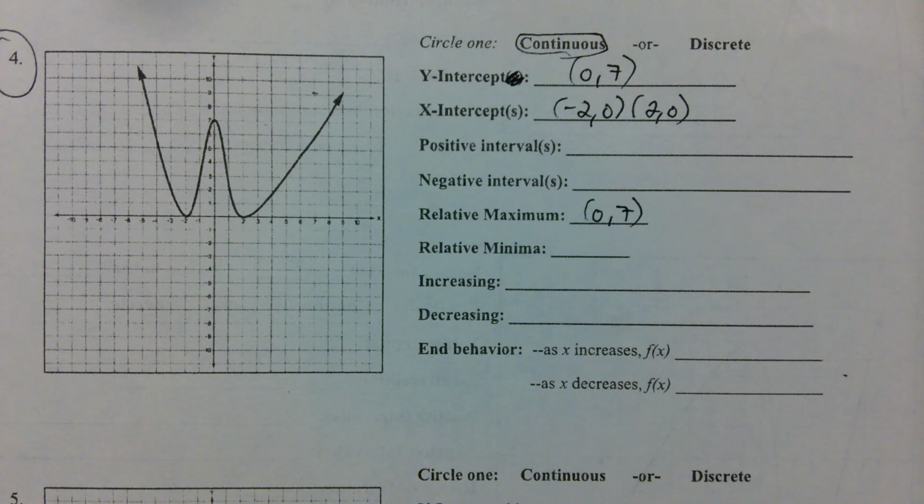Okay, so when we're trying to find our positive and our negative interval, we're going to be using our x-intercepts to figure that out. Positive interval is anywhere above the x-axis. Negative interval is anywhere below the x-axis. All right? Now, when we're talking about above and below the x-axis, what do we notice about this function?